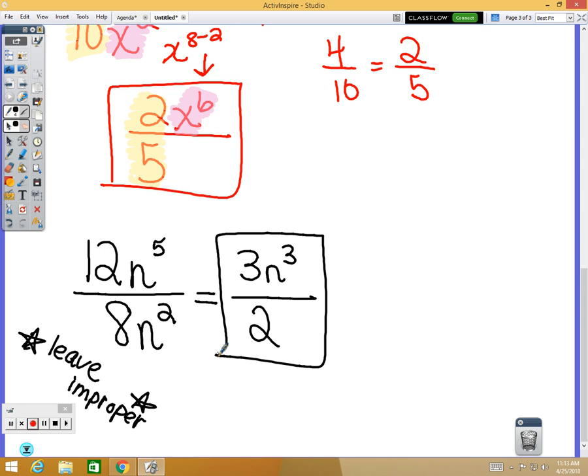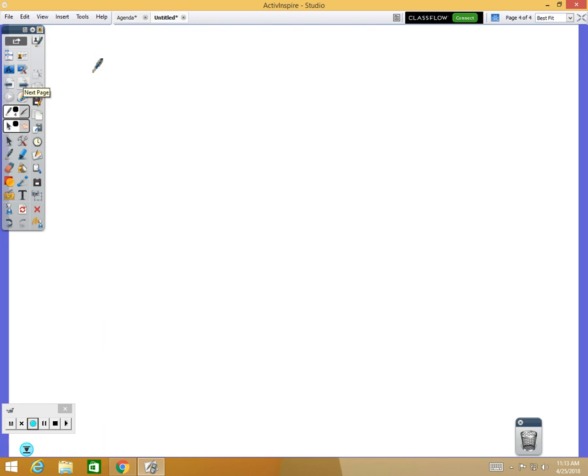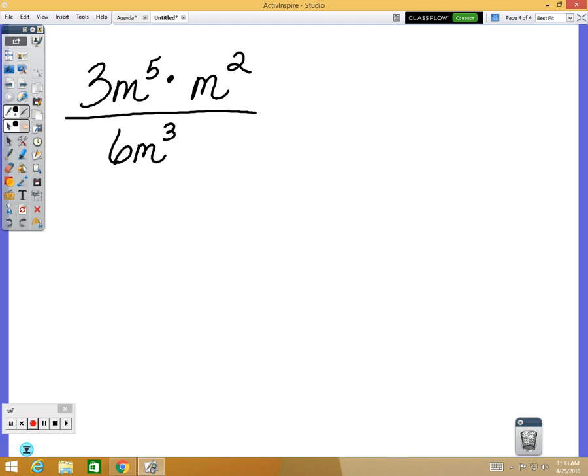Alright, in these last couple of problems that we're going to practice together, I'm going to combine the two properties together. We're going to be doing both properties in the same problem, okay? So if we had the problem 3m to the 5th power times m to the 2nd power over 6m to the 3rd power. We want to do a problem like this in 2 steps. We first want to simplify anything that's in our numerator and our denominator. So that's kind of following the order of operations. Alright, so again, we're doing the top first.